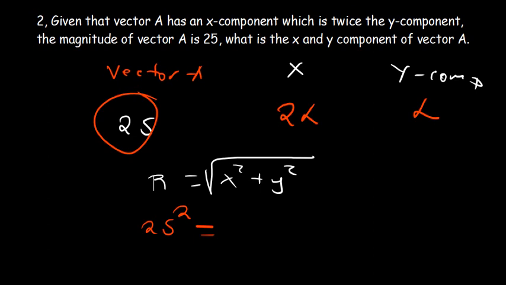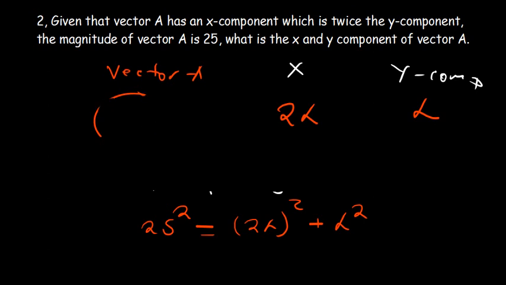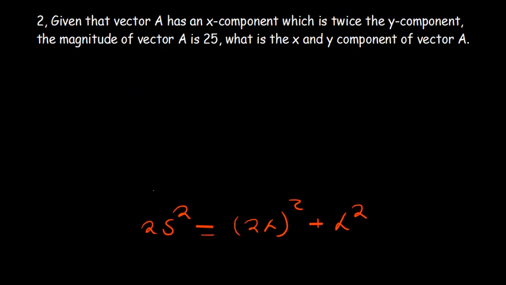Okay, so our x is what? 2L squared. Our y is what? L squared. So we've come up with a relationship there, just understanding the information that we have. So 25 squared is what? 625.